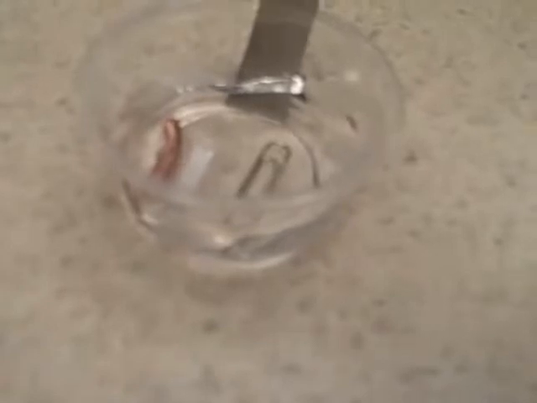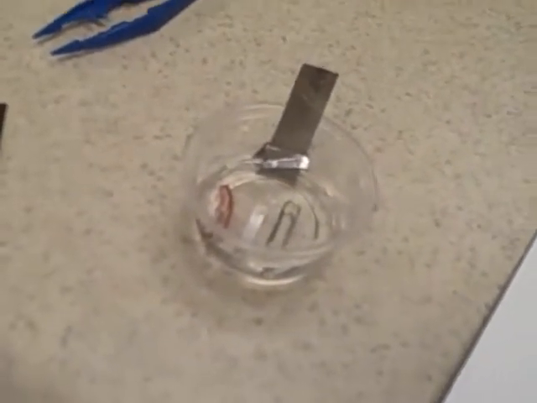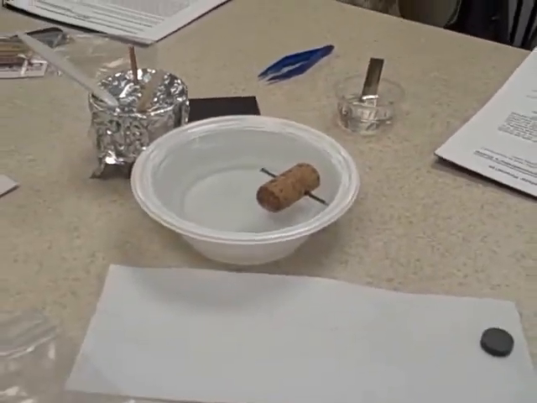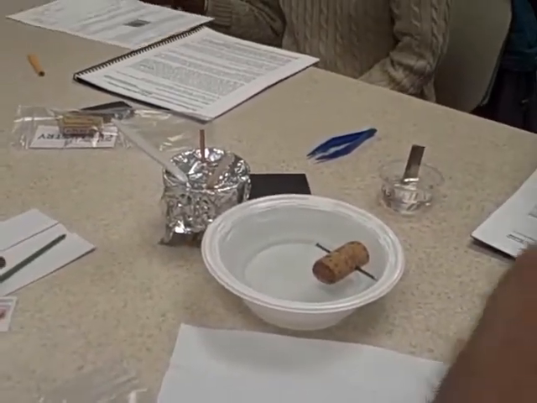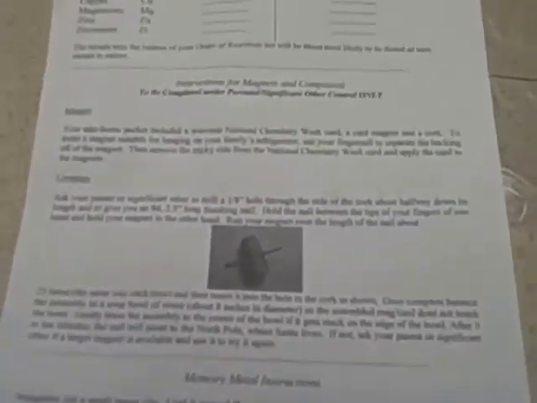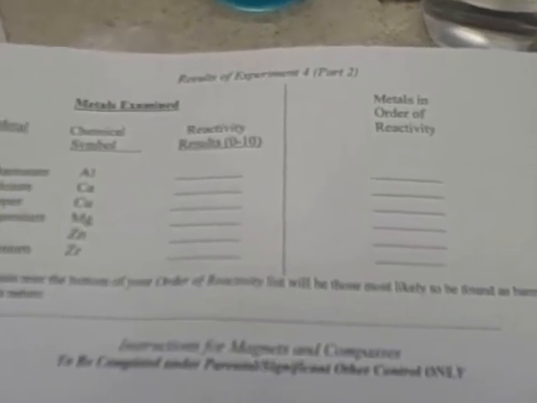Okay, let's take a look at the back of the sheet that has the word puzzle on the front. Let's turn it over and go to the results section where it says reactivity results. Now you will have rated each one of those metal samples.